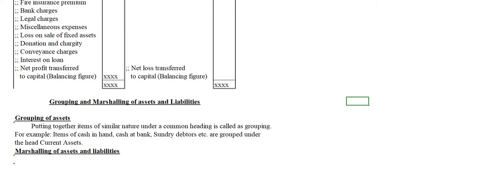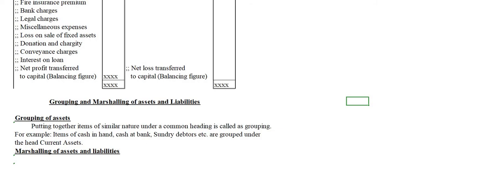On the basis of liquidity, we will write the liquid assets. The most liquid assets and liabilities will be shown first, followed by the least liquid assets and liabilities. That method is called arrangement of the balance sheet, or preparation of the balance sheet, on the basis of liquidity.